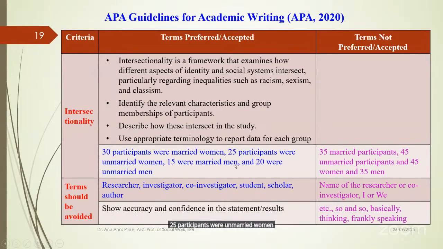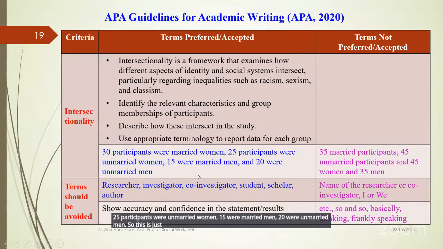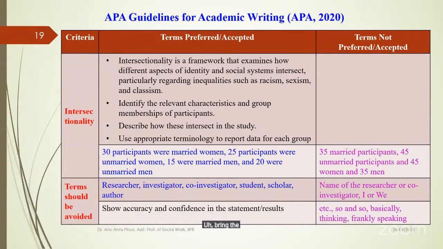25 participants were unmarried women, 15 were married men, 20 were unmarried men. So this is just a sample only. Like that, you have to bring the intersectionality framework into your writing style.